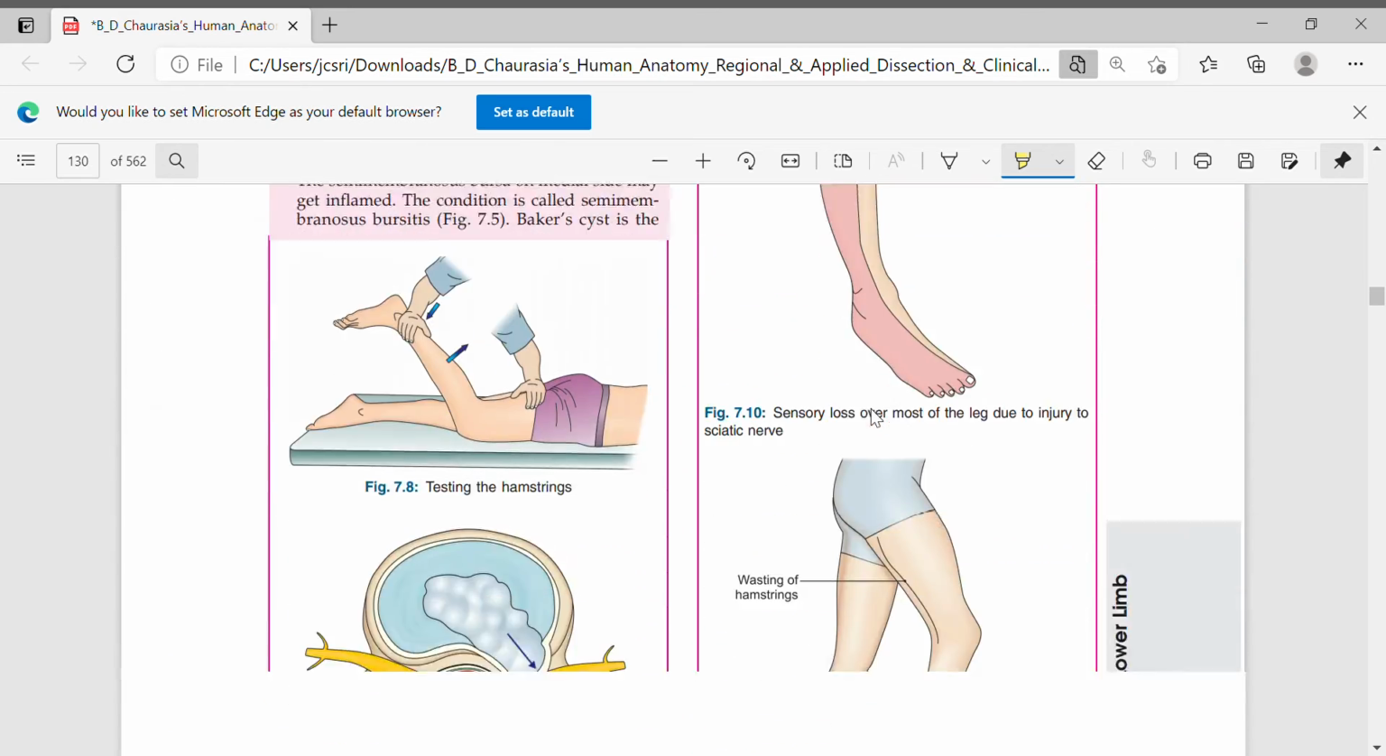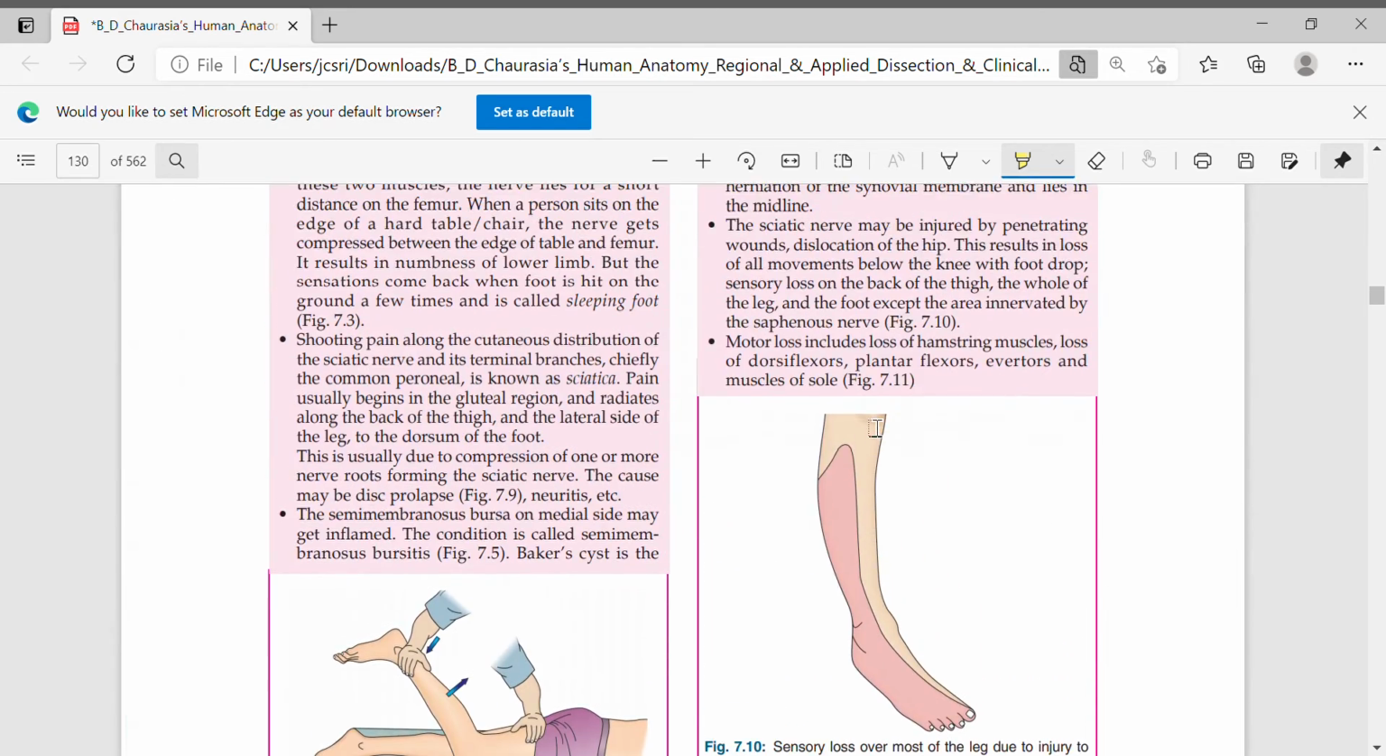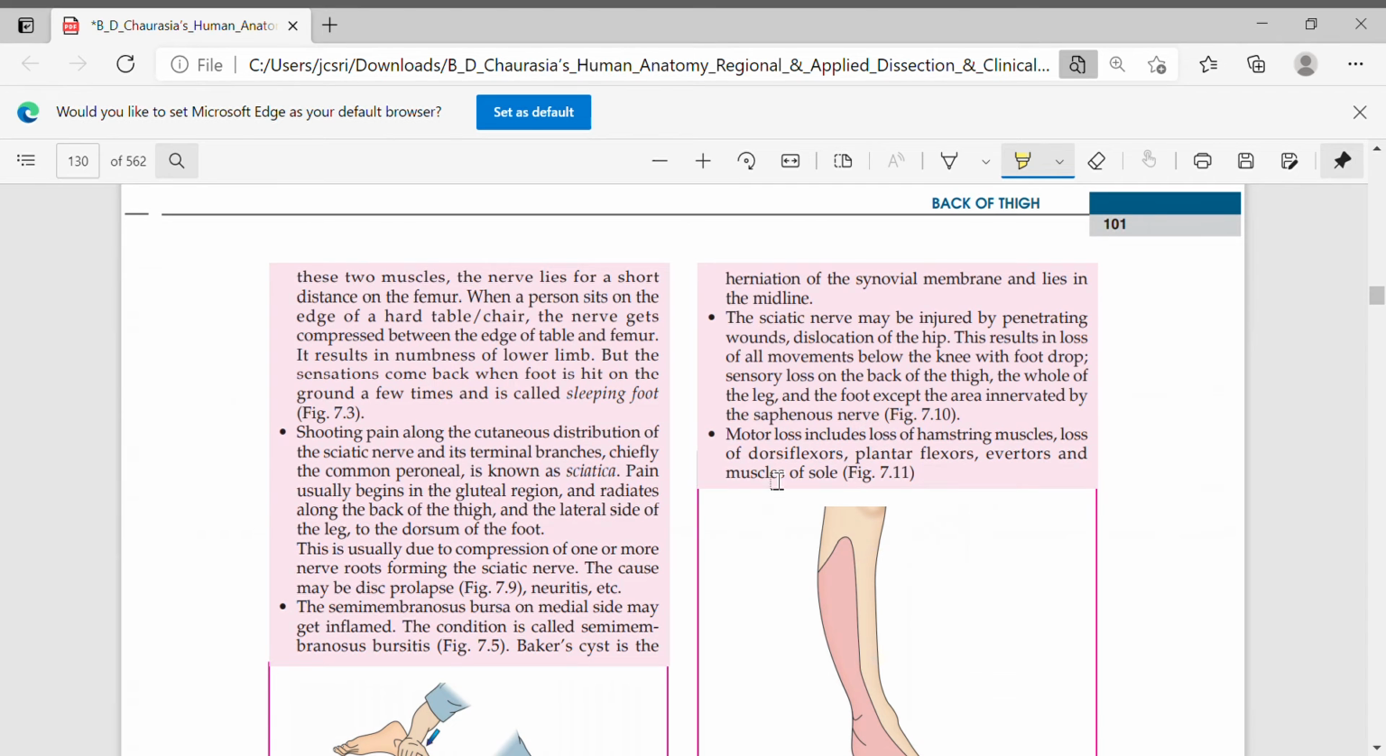Okay. So in the case of the sciatic nerve, you should study about sciatica. Sciatica is a kind of shooting pain where there is compression of the sciatic nerve, and along with the cutaneous distribution you will have the pain. That pain will start in the gluteal region, go to the back of the thigh, then on the lateral side of the leg and the dorsum of the foot. This is one of the important clinical conditions.